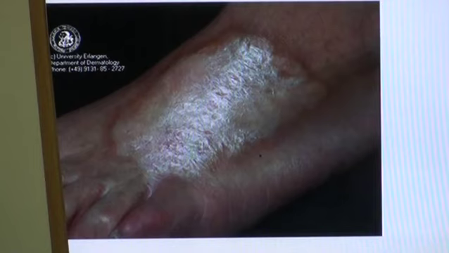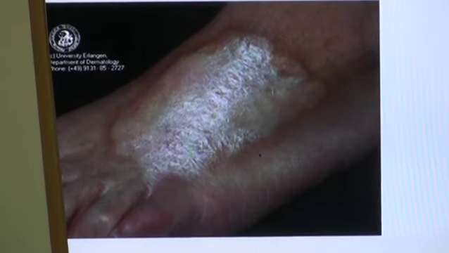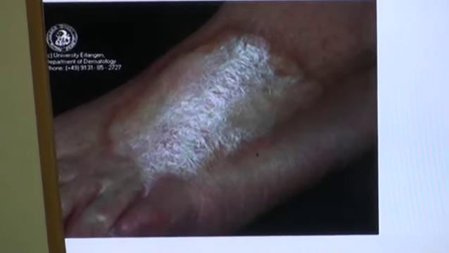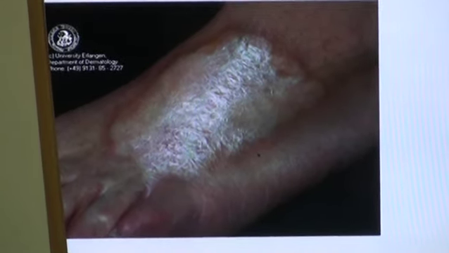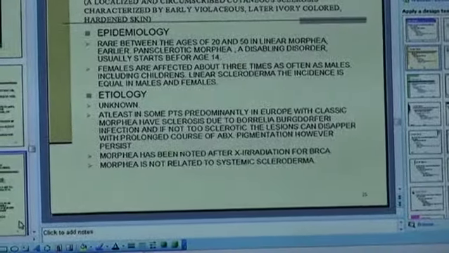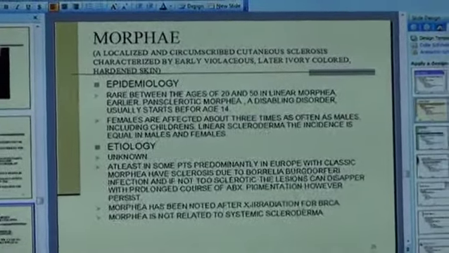Morphea is a localized and circumscribed cutaneous sclerosis characterized by early whitish, later ivory-colored hardened skin. Epidemiology: rare between the ages of 20 and 50 in morphea. Earlier, pansclerotic morphea, a disabling disorder, usually starts before age 14. Females are affected about 3 times as often as males, including children.